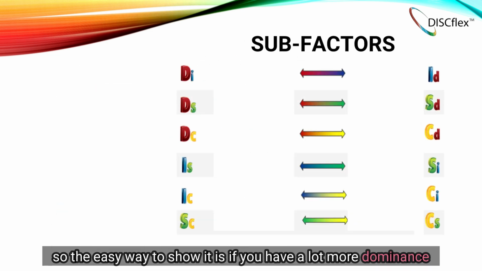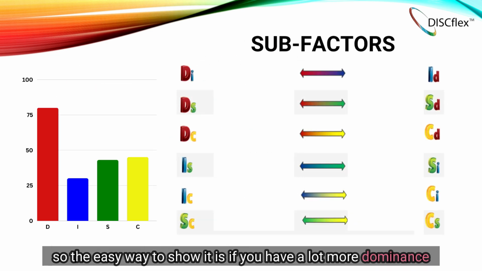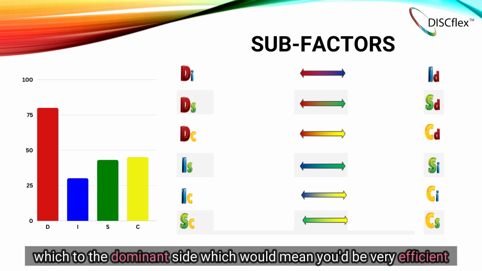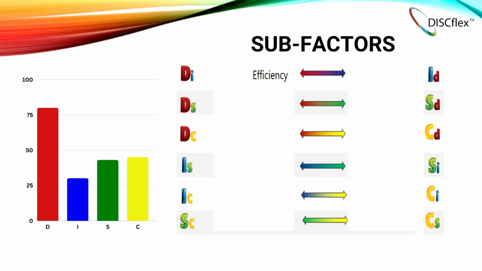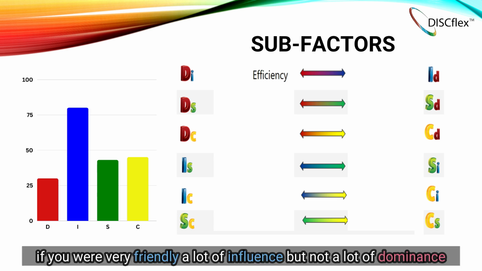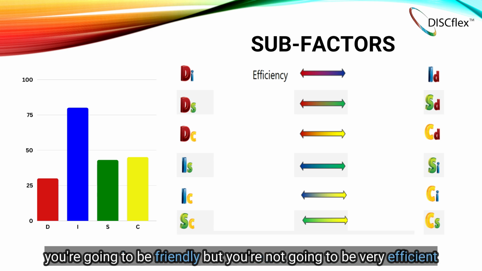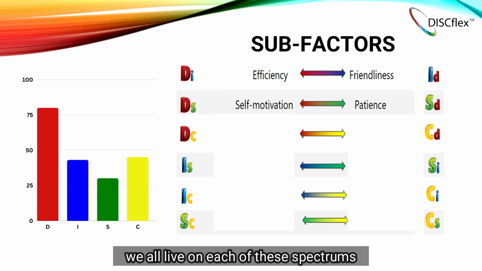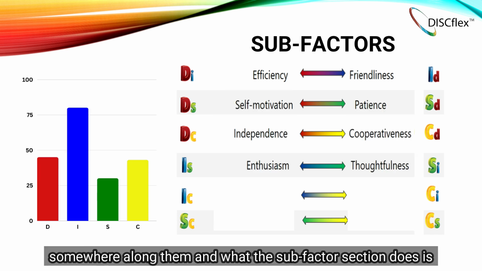The easy way to show it is, if you have a lot more dominance than you have friendliness, you would be pushed to the dominant side, which would mean you'd be very efficient. If you were very friendly, a lot of influence, but not a lot of dominance, you're going to be friendly, but you're not going to be very efficient. We all live on each of these spectrums somewhere along them.